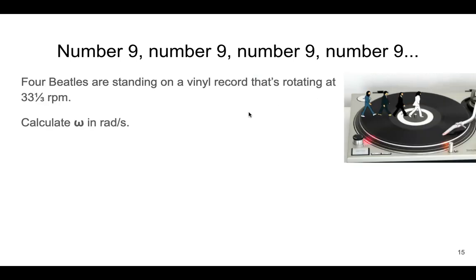So all of these Beatles are standing on the vinyl record, and the record is rotating at 33 1/3 RPM. So we want to calculate omega. We want it in radians per second. So 33 1/3 RPM. Well, what is that? RPM is revolutions per minute. So it's an angle in revolutions per a time, minutes.